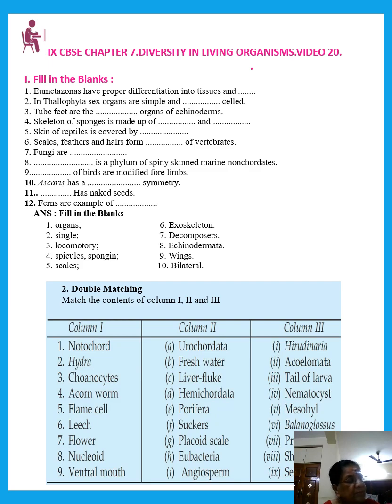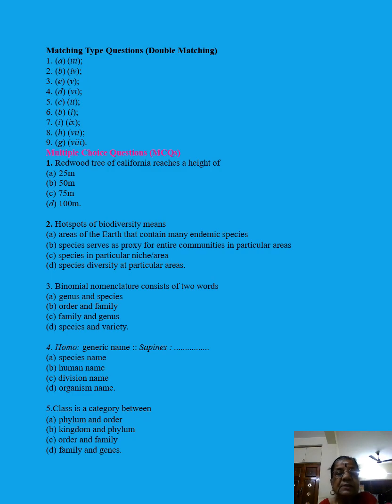Then flower is angiosperm. Flower is angiosperm, seed bearing. Then nucleoid, எட்டாவது வந்து nucleoid with eubacteria and prokaryote. Then ventral mouth, placoid scale, அது வந்து shark. சரி, இது ஆன்சரும் நான் கொடுத்துருக்கேன், நீ அதோட ஃபாலோ பண்ணிக்கோ. அடுத்த பேஜில் ஆன்சர் வந்திருக்கு, அதை பண்ணிக்கோ.